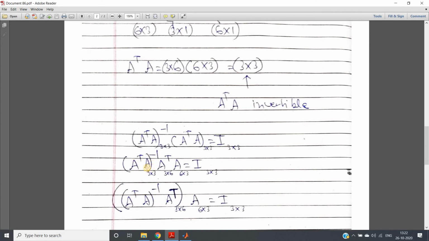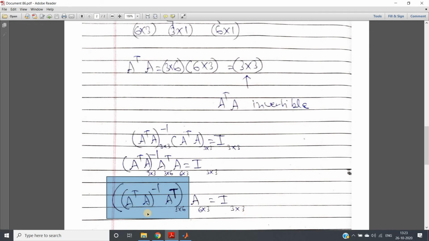See, (A transpose A) whole inverse is 3 cross 3, A transpose is 3 cross 6. So (A transpose A) whole inverse multiplied by A transpose will be 3 cross 6, right? As simple as that. So this term has dimension 3 cross 6, and here A is present, which is 6 cross 3. Again, see here also the dimension is satisfied. 3 cross 3 multiplied by 6 cross 3 will give me 3 cross 3, right?